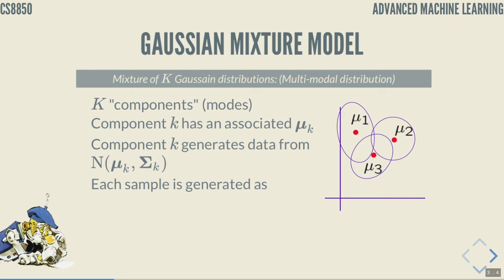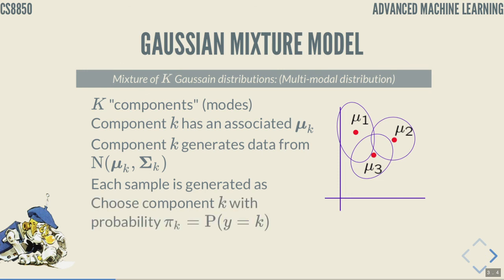And then each sample is generated as follows. Choose a component k with probability pi of k. So first we sample which component, or which Gaussian, we will be sampling from, according to the probabilities of pi. And once we have generated the k, we know from which Gaussian probability density we will be sampling from, and so we do.